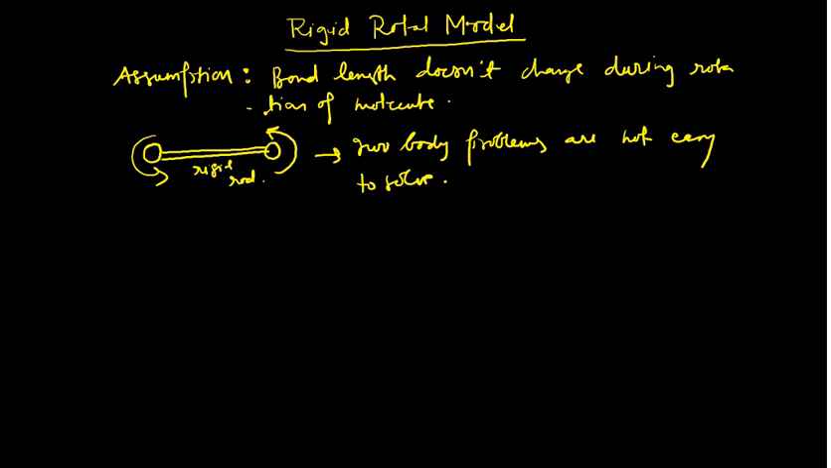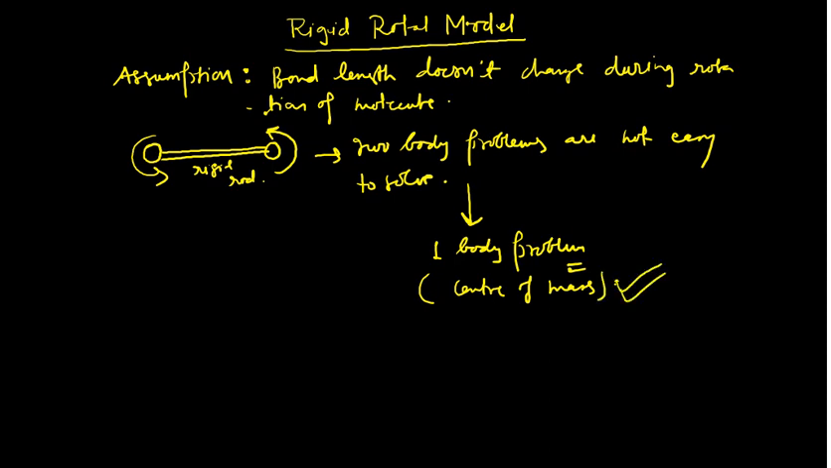So what we will do, we will change this two body problem into a one body problem. This is the basic concept. And you know how we can convert this two body problem into a one body problem. Simply, we take the concept of the center of gravity or center of mass. By using this concept, we can very easily convert a two body problem into a single body problem, and single body problems are very easy to solve.